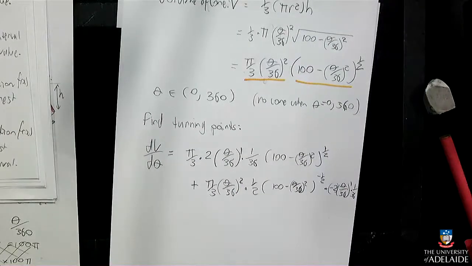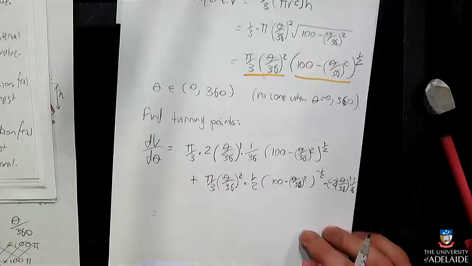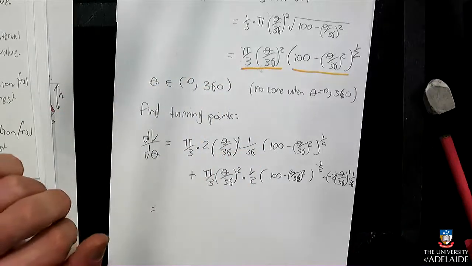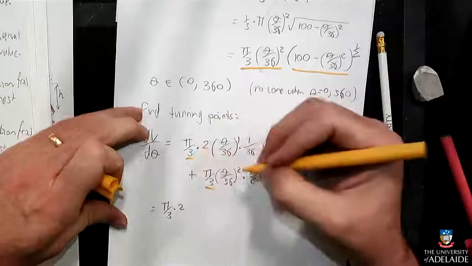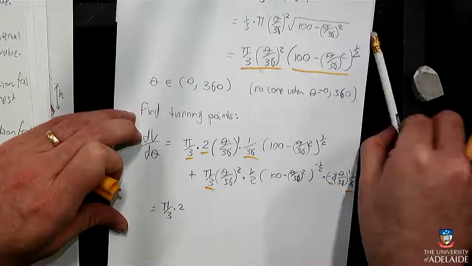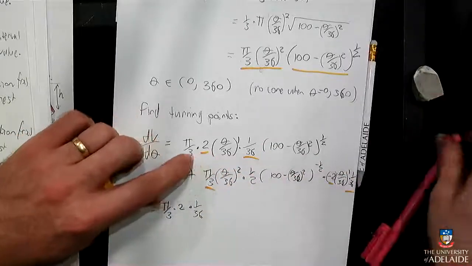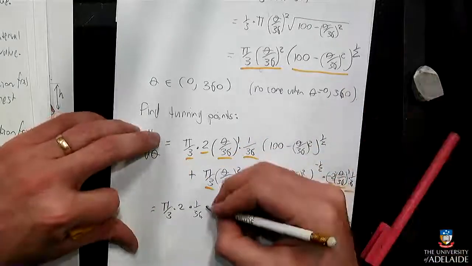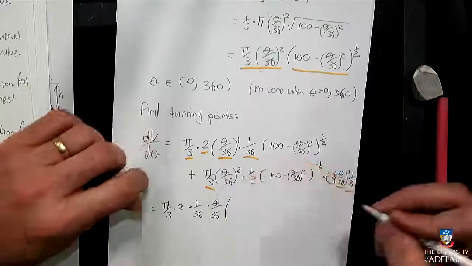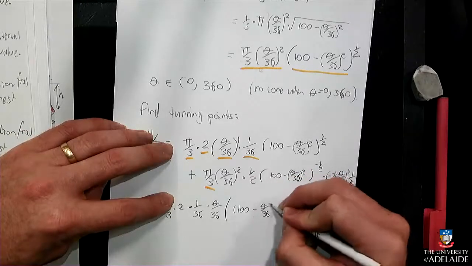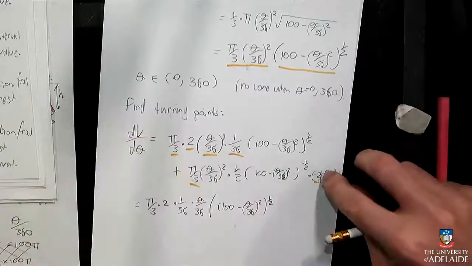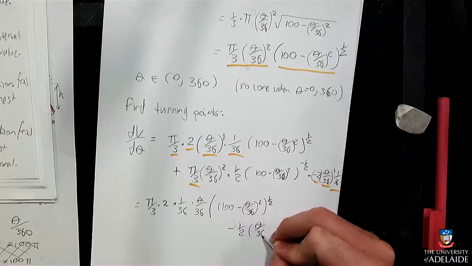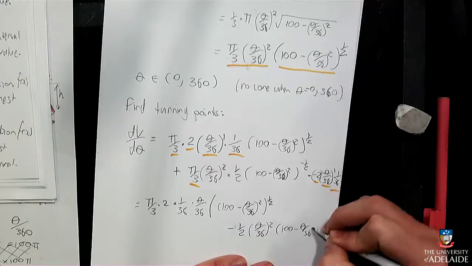Well, great. I can see a theta on 36 in everything there, and there's a pi on 3 in both parts, and there's a 1 on 36 in both parts, and there's a 2 in both parts. So we have a pi on 3 times 2, that's this bit, that's the 2. We have a 1 on 36, and we have a theta on 36 as well. And what's left behind here is 100 minus (theta on 36) squared to the half. And what's left behind in this bit is a minus half (theta on 36) squared times 100 minus (theta on 36) squared to the minus a half.